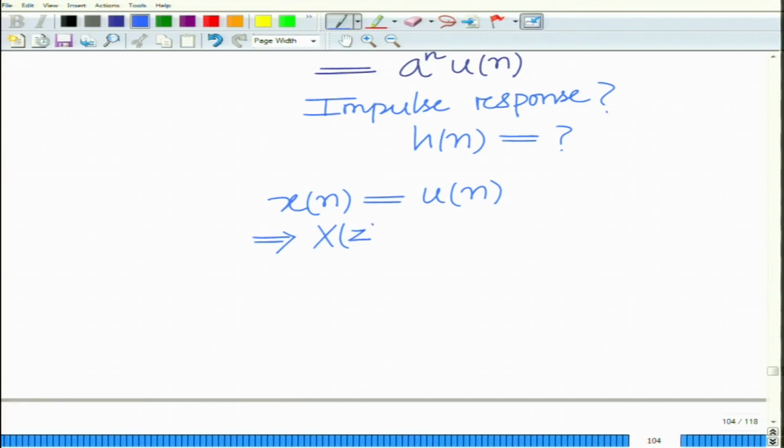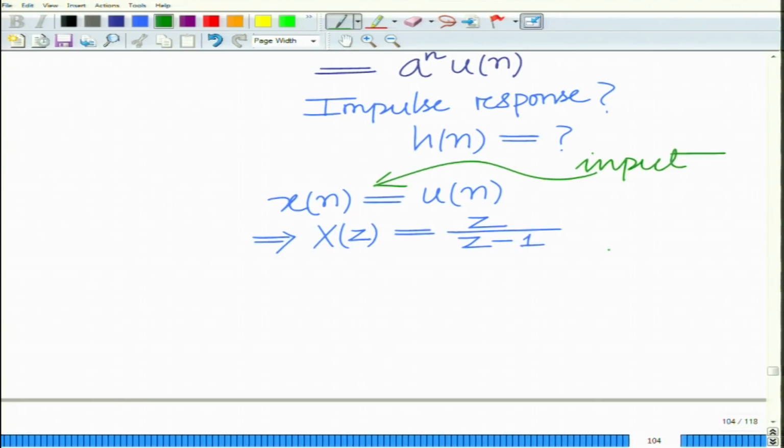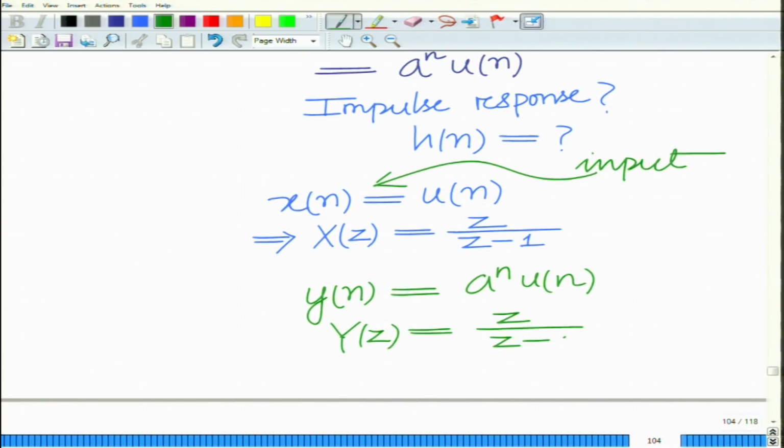which implies X(z) equals z over z minus 1, with magnitude of z greater than 1 as the ROC. This is the input, remember. Now, the output is y[n] equals a^n u[n], so Y(z) equals z over z minus a. This is the output.